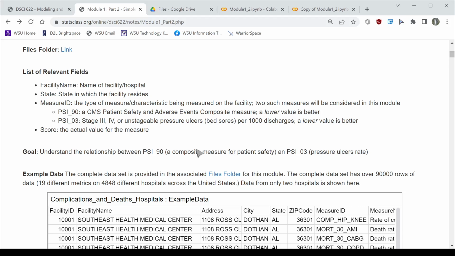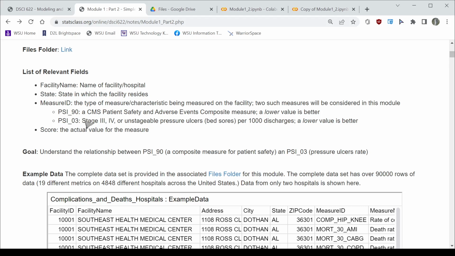Okay, so let's talk a little bit about the fields that are of particular interest in this module here. And that's going to be just the state. So I'm going to do my regression analysis on just a subset of all of the hospitals. In particular, my regression analysis is going to be just on the facilities in Minnesota. For the task, I'm going to have you look at the hospitals in Michigan.